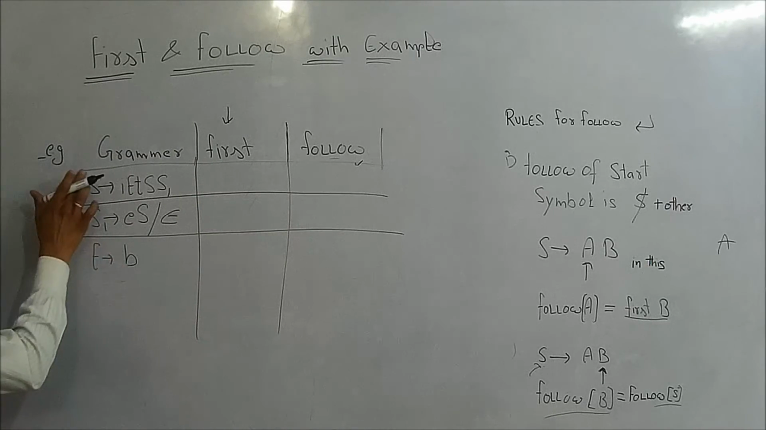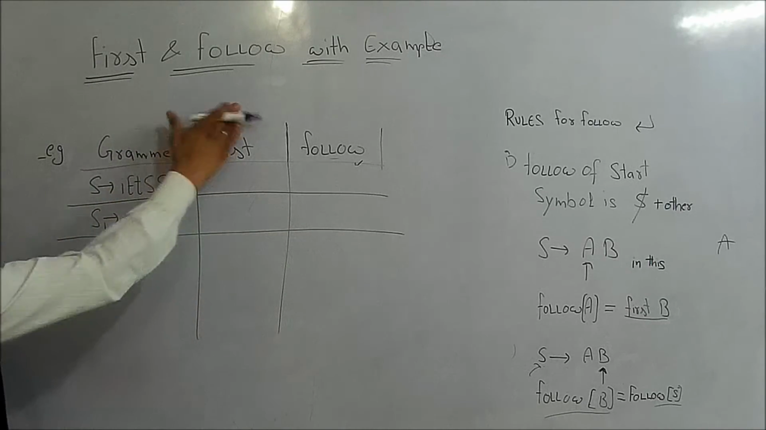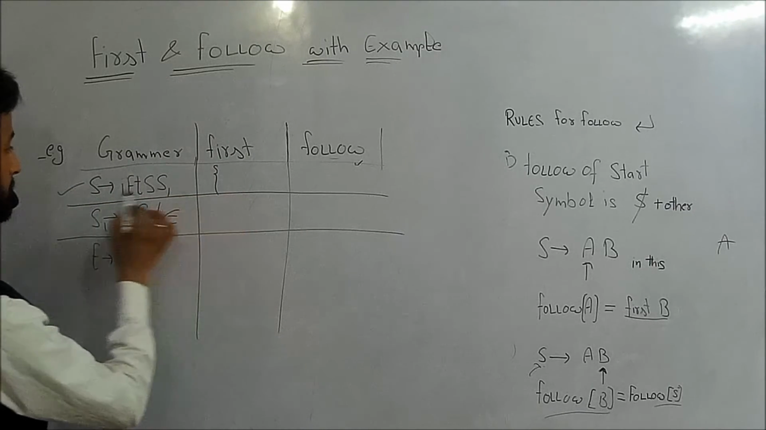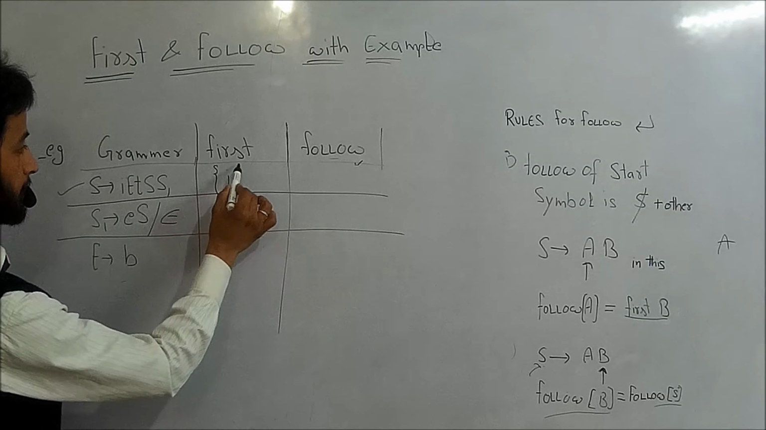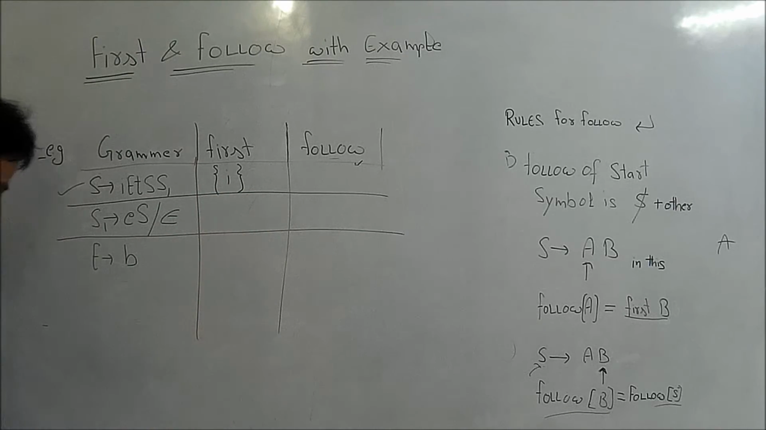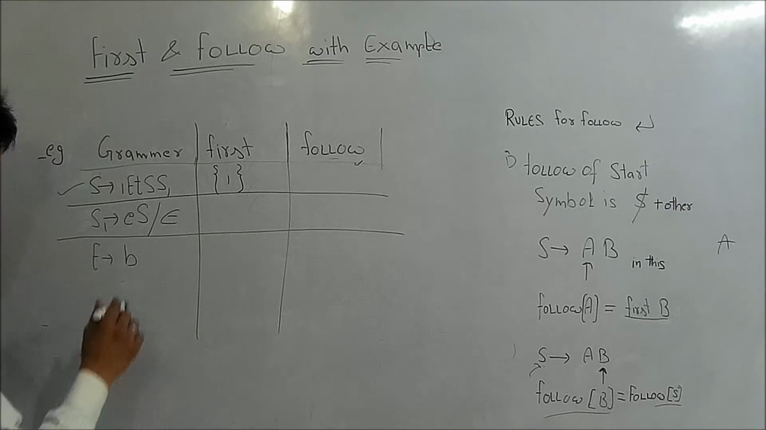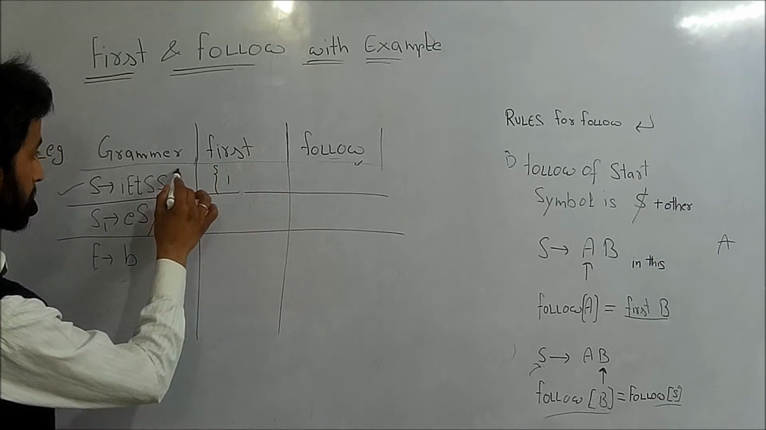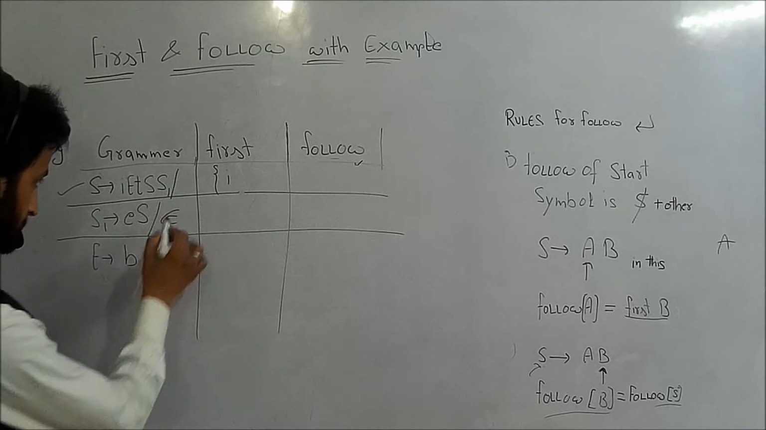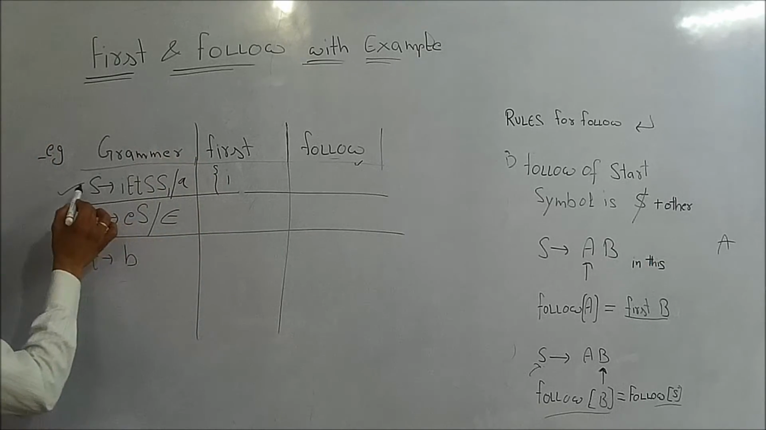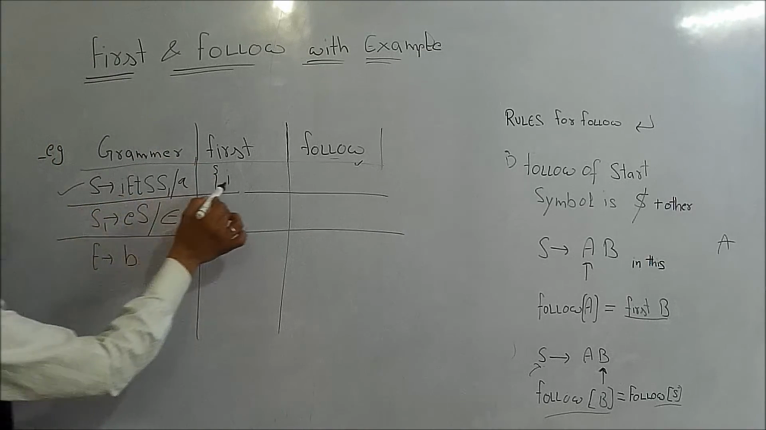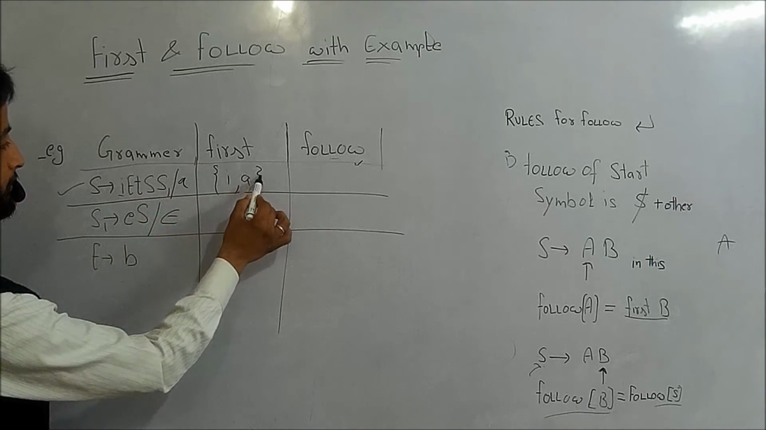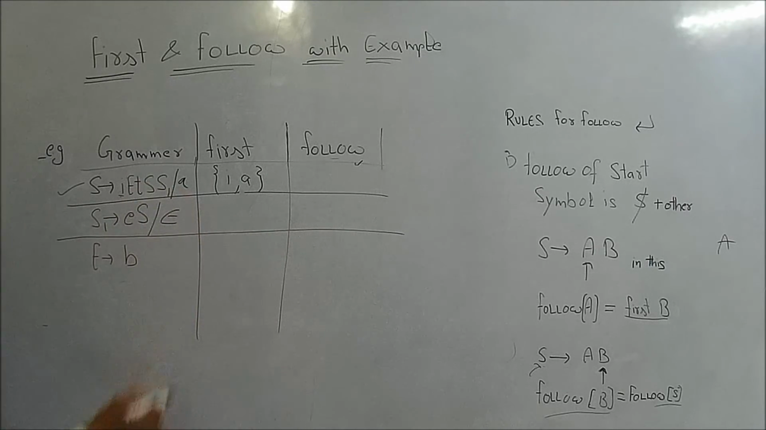So first we will calculate the first of the given grammar. First of S will be the first terminal, that is i. Here I want to add one more production, which is a. So first of S is i, and one more production of S is a. So I will write it a, because these two are the first terminals.